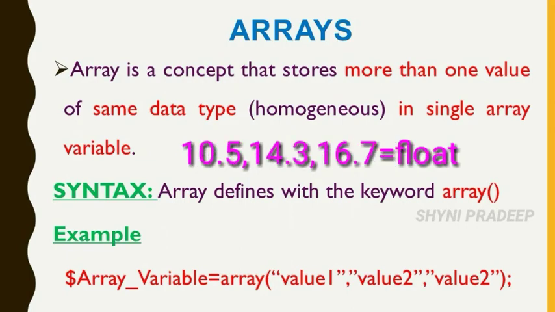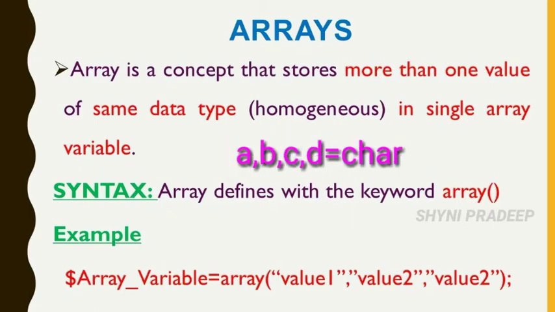10.5, 14.3, 16.7 are the float data type. And A, B, C, D are the character data type. So in an array, you can store multiple values of the same data type. So you can add the values which belong to the same data type.